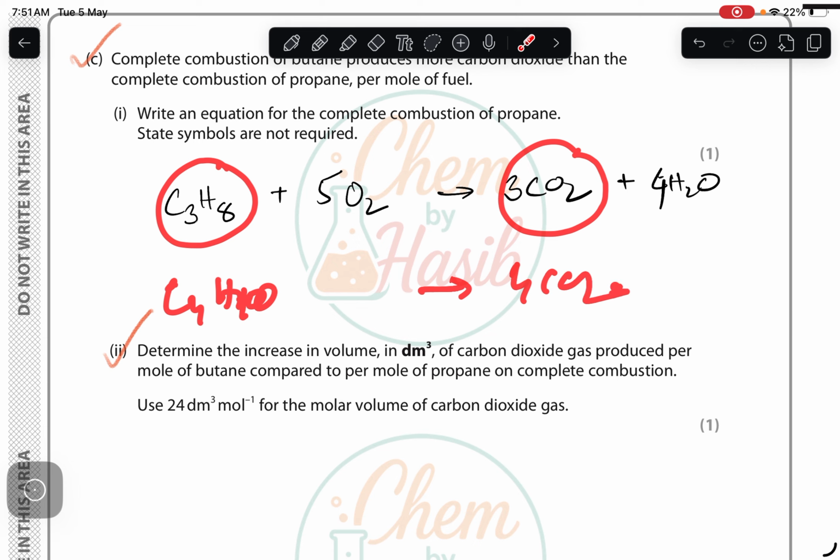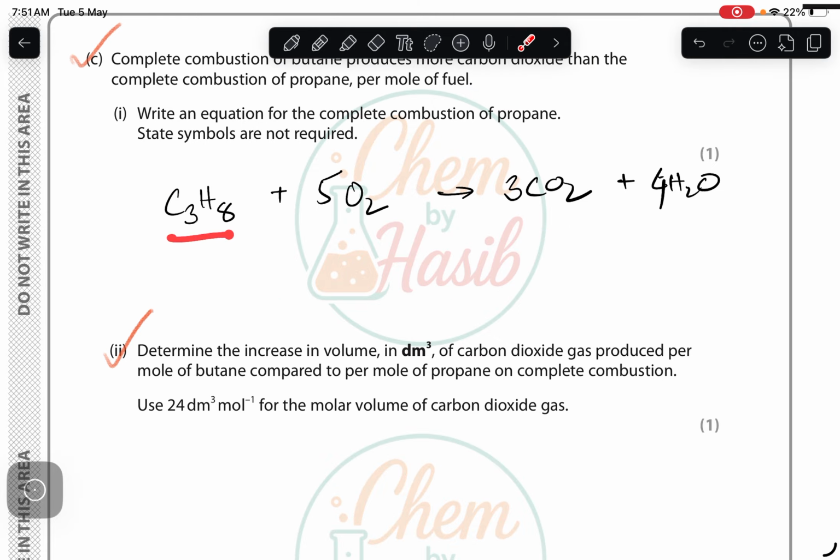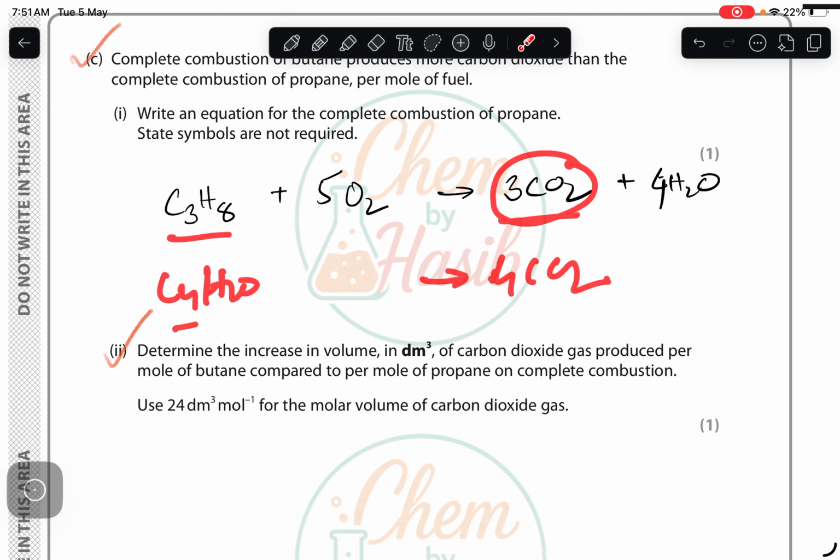You do not need to write the whole balanced equation. Figure this out, it's very easy. When you burn propane, it produces 3 moles of carbon dioxide. Now, since butane has 4 carbon atoms, when you carry out complete combustion of butane, it produces 4 moles of carbon dioxide. So burning propane forms 3 moles, and burning butane forms 4 moles of carbon dioxide.